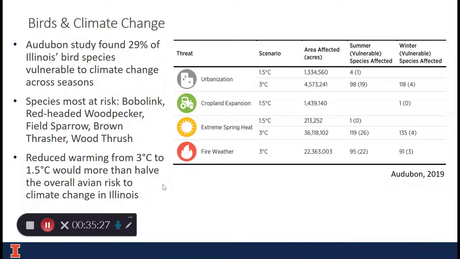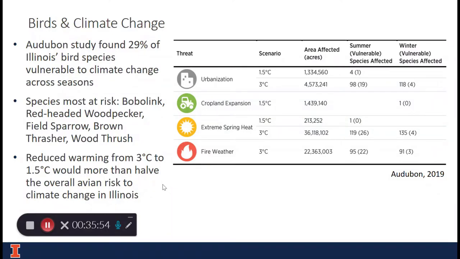Now, just like forest and aquatic ecosystems, for birds it's not just a threat from more extreme weather. That is an important part, especially extreme spring heat during reproduction and extreme fire weather that can decrease suitable habitat. We also have at the same time cropland expansion, which fragments that habitat and makes it less likely that birds can effectively reproduce. And urbanization, again, more of a fragmentation issue.